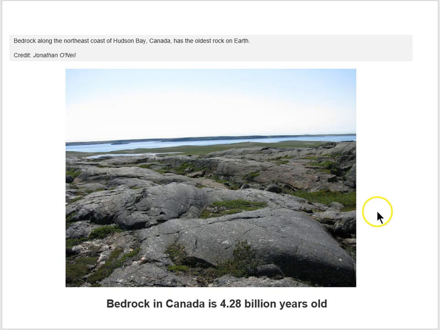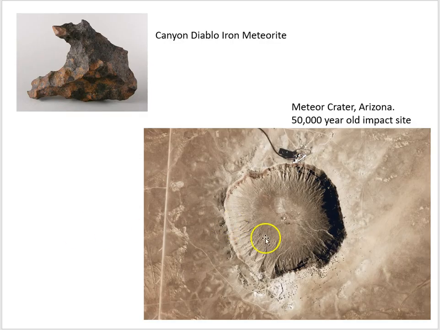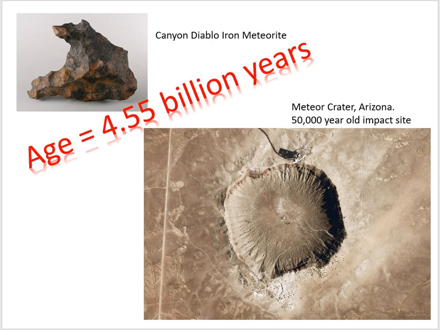By using radioactivity techniques to measure the age of rocks, scientists can get an estimate of how old the Earth is. Some of the oldest rocks ever detected, some found in Canada, are 4.28 billion years old. Here we see a meteor crater in Arizona, and nearby that crater were small meteorites. They were dated to about 4.55 billion years.